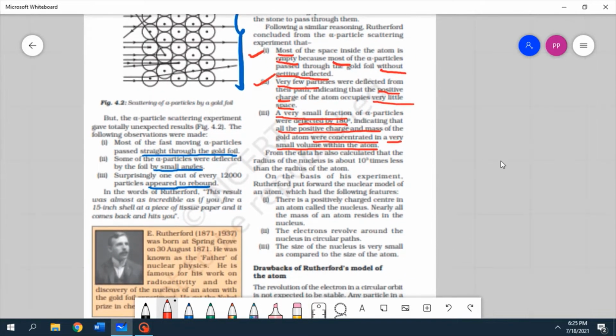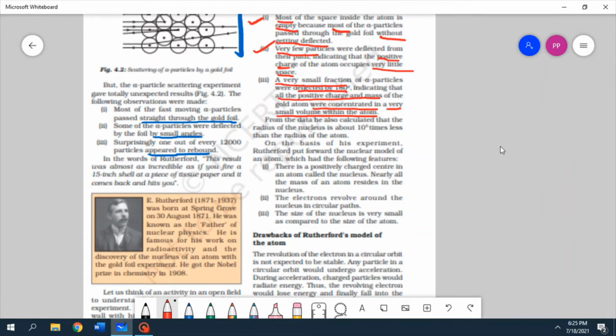So on the basis of Rutherford's experiment, he put forward a model which said there is a positively charged center that had never been thought of before. A positively charged center in an atom called the nucleus. Nearly all the mass of an atom resides in the nucleus. So we have to keep in mind that this was before the discovery of neutrons. Keep this in mind and I will tell you why.